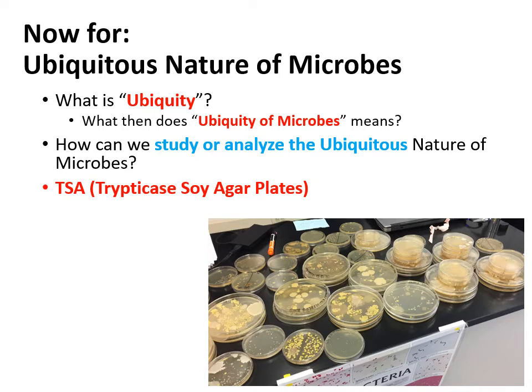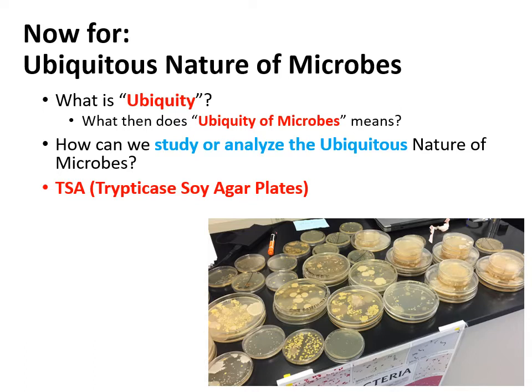ubiquity? You hear that a lot in the religious sense. People will say their religious deity is ubiquitous, meaning it is everywhere. So ubiquity or ubiquitous means something is everywhere, which then tells you the ubiquity of microbes means that microbes are everywhere. They're all around you. They are inside of you, on you, in the air you breathe, the food, the water, everything around you has microbes.